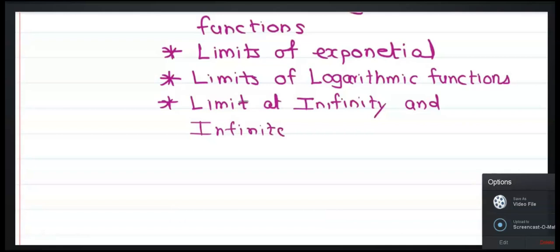From this chapter, all the chapters are very important. Limits, differentiation, continuity. All these chapters are important if you are going to engineering or BSc in mathematics and MSc mathematics. This is the calculus part. Calculus is an important branch of mathematics. The concept of limit of a function is a fundamental concept in calculus.